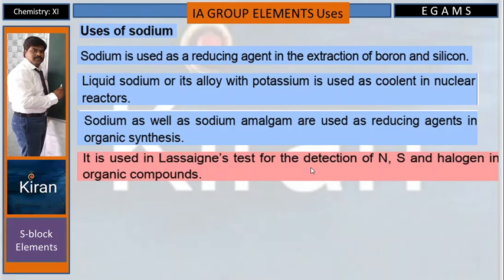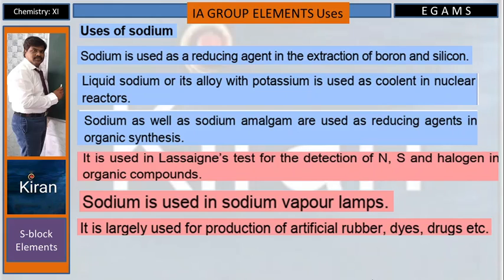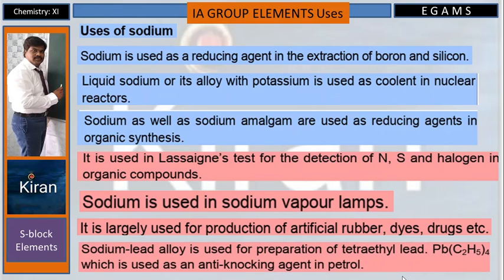What is Lassaigne's test? That we will see in our organic chemistry. Sodium is used in sodium vapor lamps. It is largely used for production of artificial rubber, dyes, drugs, etc. These are the important uses of sodium metal. Sodium lead alloy is used for the preparation of tetraethyl lead. Its formula is Pb(C2H5)4. C2H5 is ethyl, 4 means tetraethyl lead. This tetraethyl lead is used as an anti-knocking agent in petrol.